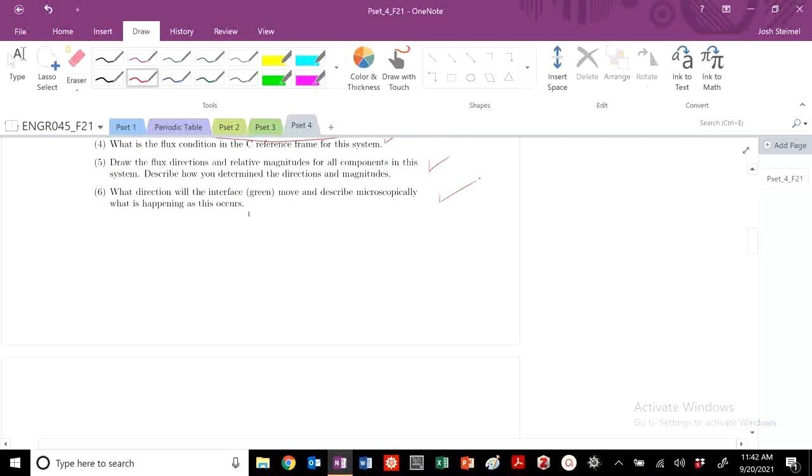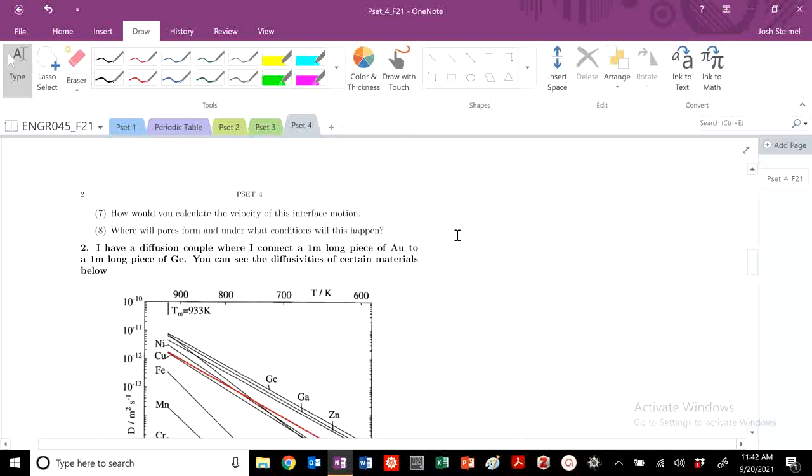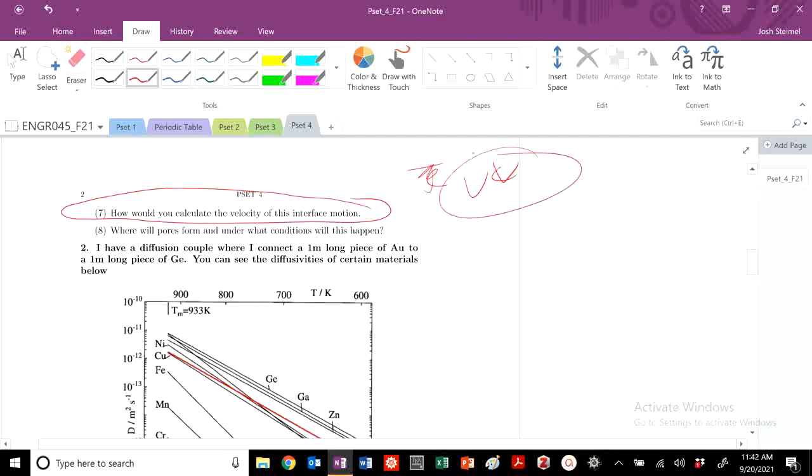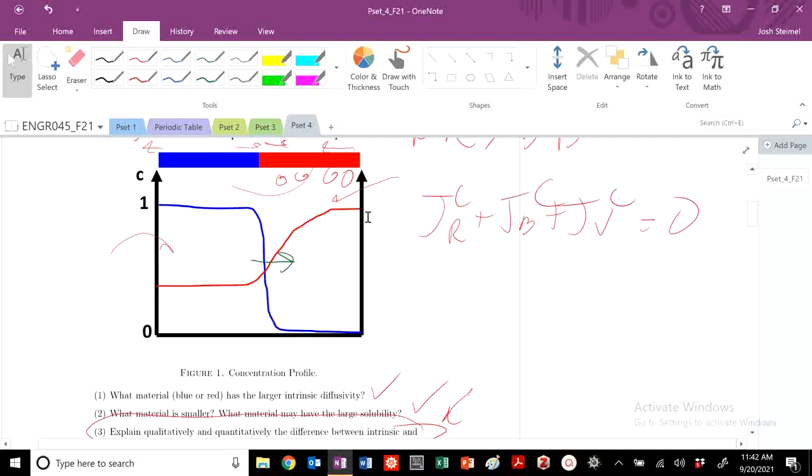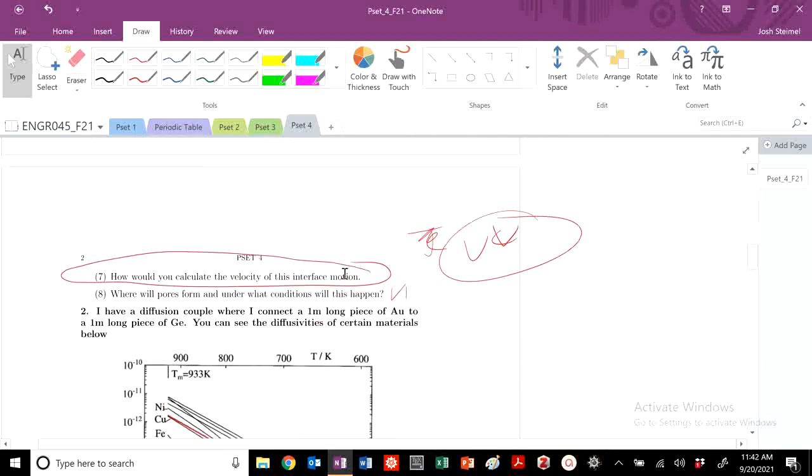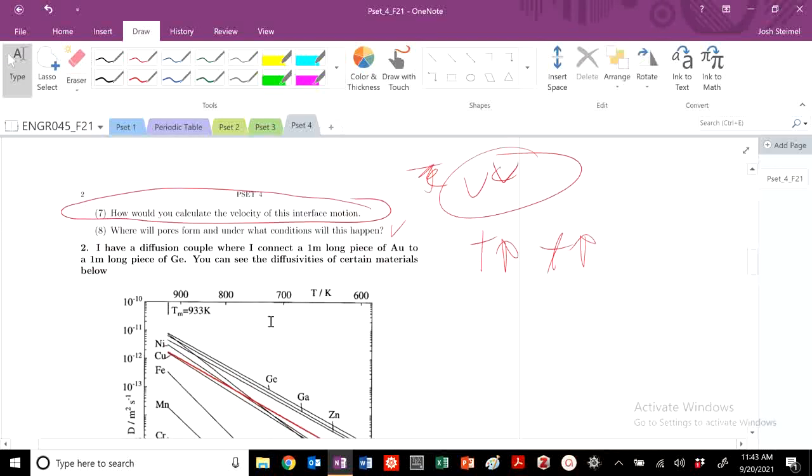We talked about what will happen in the direction of my interface. How would you calculate the velocity of this interface? I would look at the velocity of the interface in the V frame, and that, again, is in the notes. You can look there. And then where will pores form? They will form on the right-hand side, the red side, as long as we have what? Large enough temperatures and long enough times. So we must have that in order to work with this.